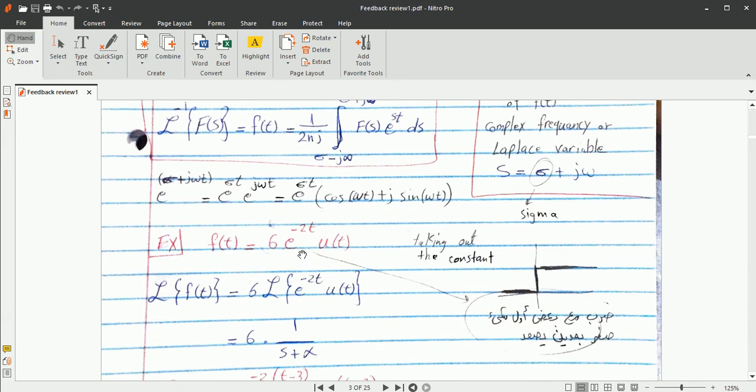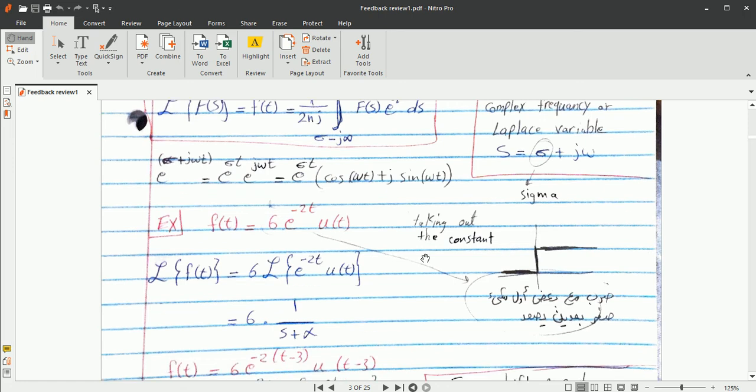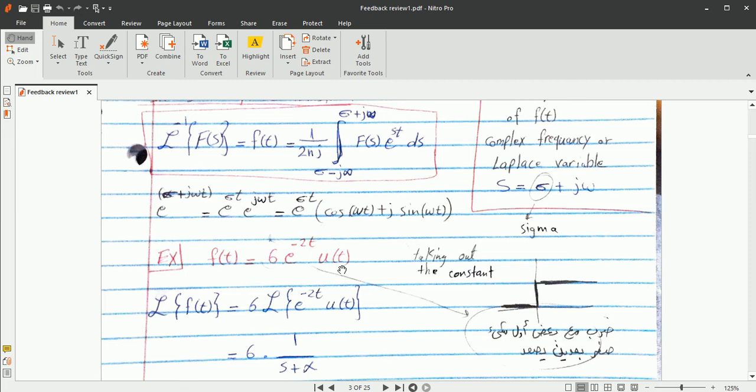Now f of t is equal to 6 into e raised to power minus 2t u of t. If you take the Laplace transform of this, what will you get? 6 into e raised to power minus 2t gives 1 over s plus 2. And u of t, what is meant by u of t is not explained in these notes, but in the previous lecture I tried to explain it: first is the impulse, then the step function, then the ramp function, and then the parabolic function.